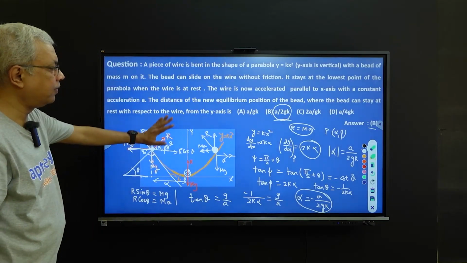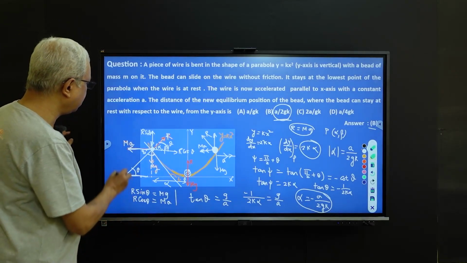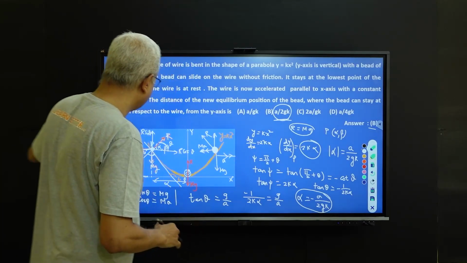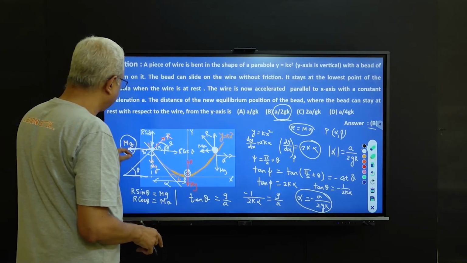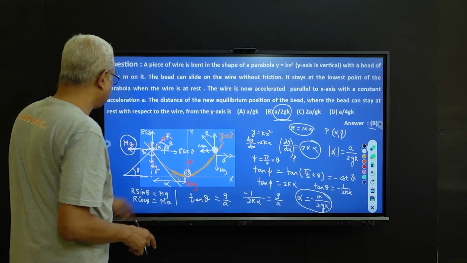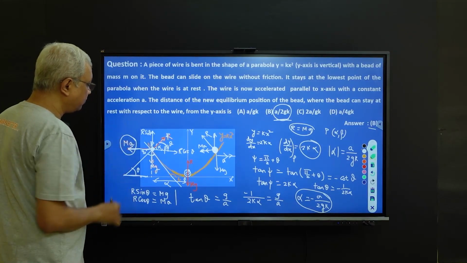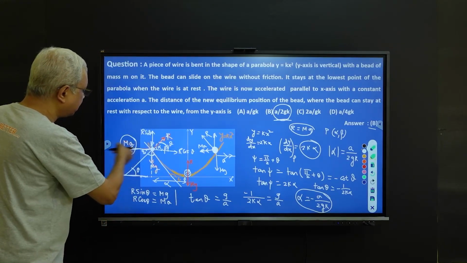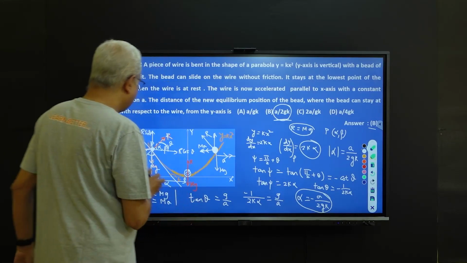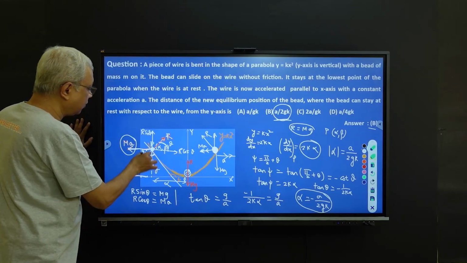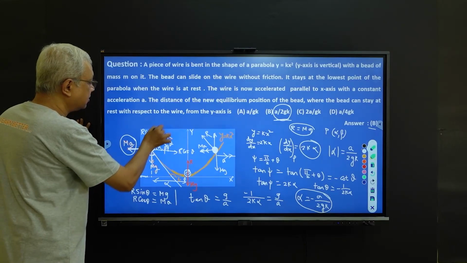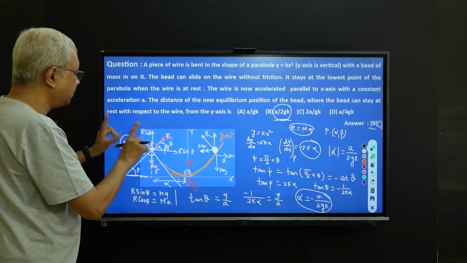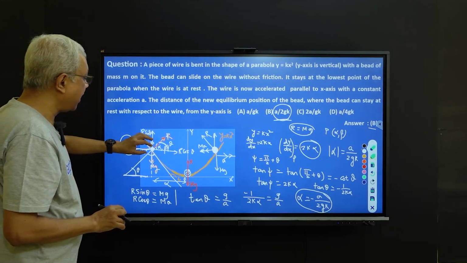I hope you have understood. It's a very simple problem. The only thing is that you have to take care of this fictitious force. When the body is in the accelerated frame, you should take into account the fictitious force, which is mass of the object multiplied by acceleration of the frame, and it is acting in the direction opposite to the direction of acceleration. There are three forces acting on the body: one is the weight mg, the reaction force offered by the wire on the bead, and the fictitious force ma. These three forces keep the bead at rest.